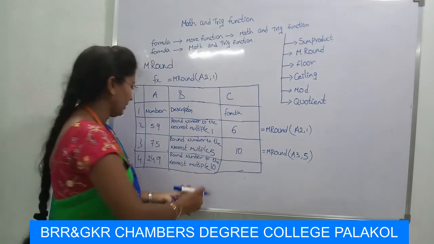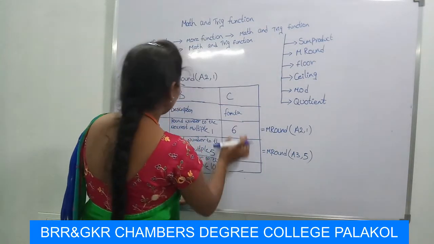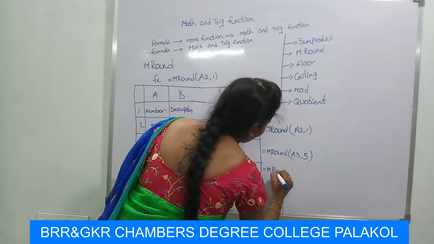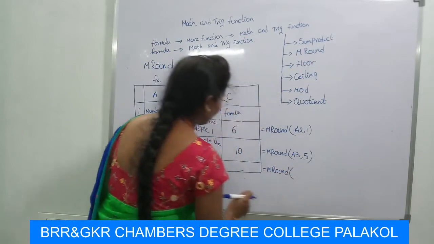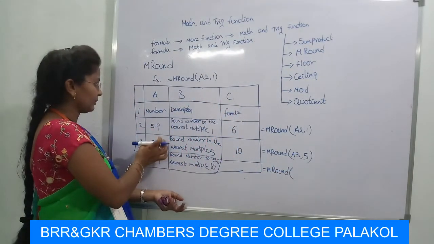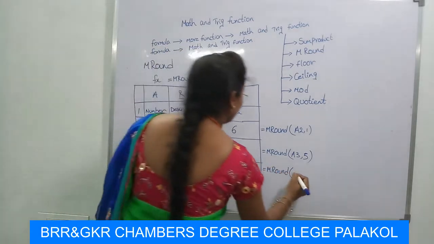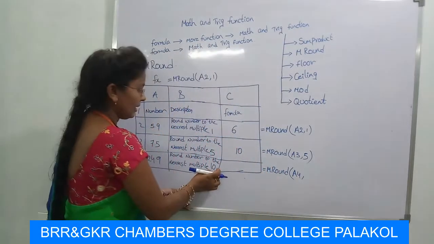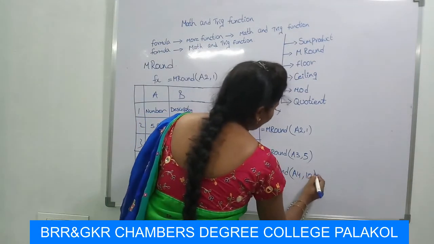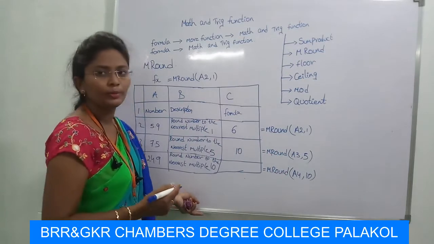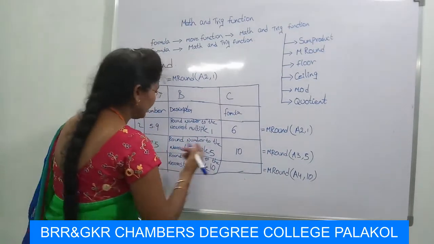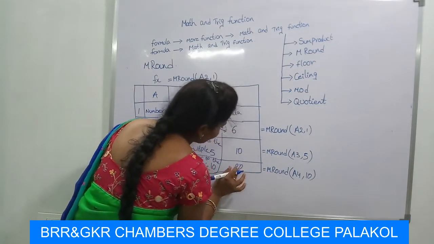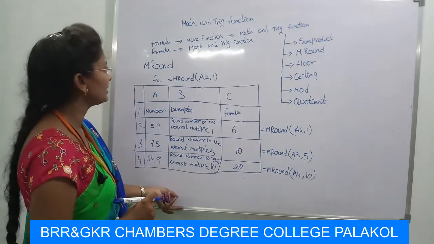And the last cell, select the C4 cell and enter the formula mround, and the number cell reference is A4, and the multiple is 10, and close the bracket and press enter. When you are pressing enter, the result will appear in the C4 cell. The answer is 20. This is the mround function.